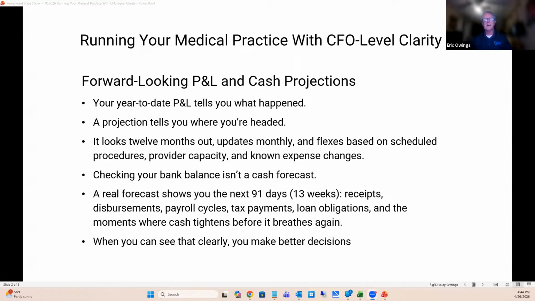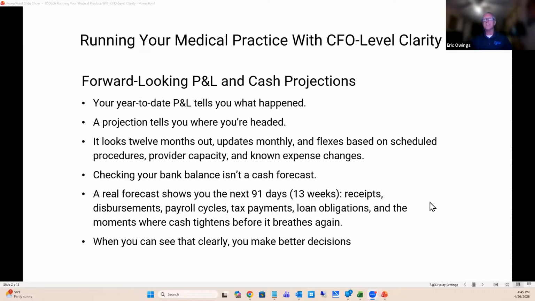And yeah, that's taxable. So a real forecast shows you the next 91 days. That's kind of my little trademark I'm starting, because that's exactly 13 weeks. Receipts, disbursements, payroll cycles, tax payments, and loan obligations. And I left draws out of that, but that should definitely be included. You are entitled to enjoy the money that you make, but don't take too much.